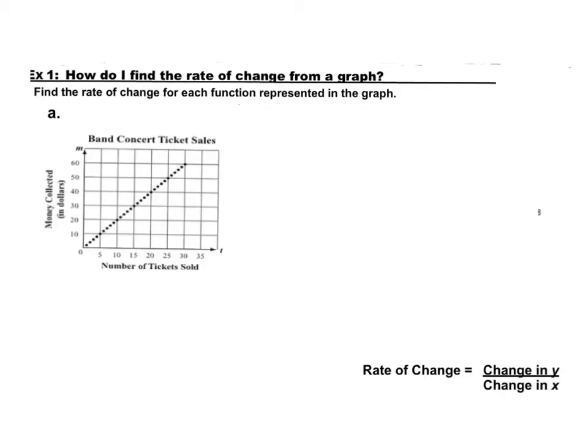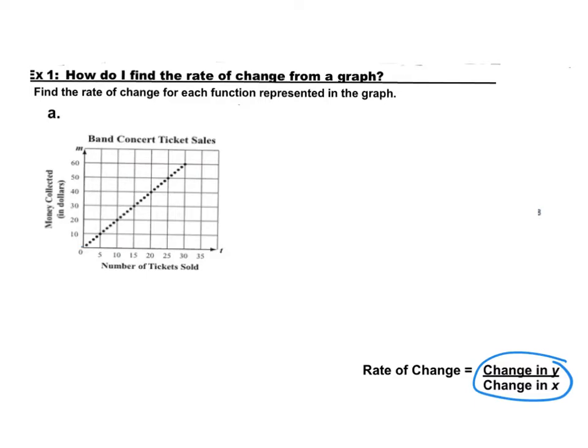So example 1: how do I find the rate of change from a graph? Find the rate of change for each function represented by the graph. All right, so let's take a look at what we have here. We have band concert ticket sales. On our x-axis, we have the number of tickets sold, and then we have the money collected. So remember, the rate of change is the change in the y all over the change in the x. So we're going to count how much we go up or down, all over how much we go side to side. So we need to start by picking 2 points.